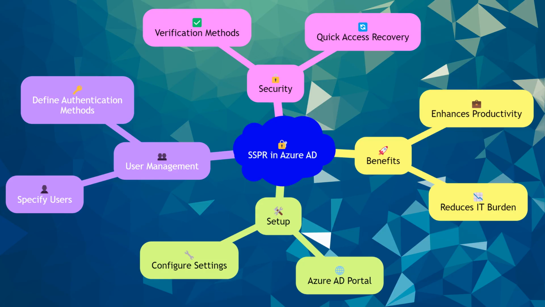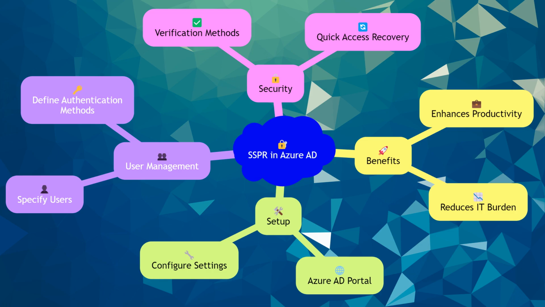Self-service password reset, SSPR, in Azure AD allows users to reset their passwords without administrator intervention. This feature enhances user productivity and reduces the administrative burden on IT staff. To enable SSPR, navigate to the Azure AD portal, select Password Reset, and configure the settings. You can specify which users are allowed to use SSPR and define the authentication methods required for password reset. Enabling SSPR ensures that users can quickly regain access to their accounts if they forget their passwords, while maintaining security through verification methods.